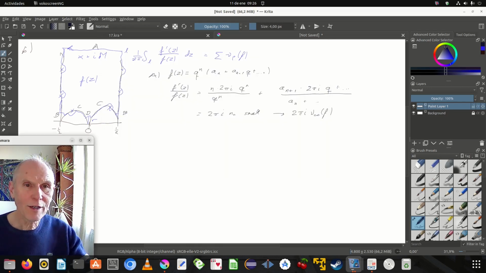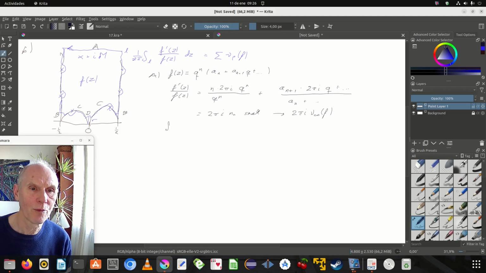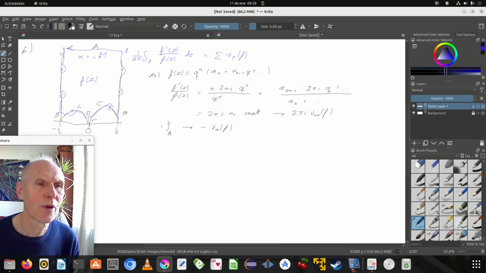I didn't find it, but it actually turns to, so the integral over a tends to minus the order at infinity of f. All right. Then we come to this.